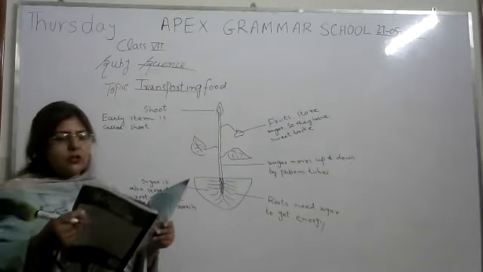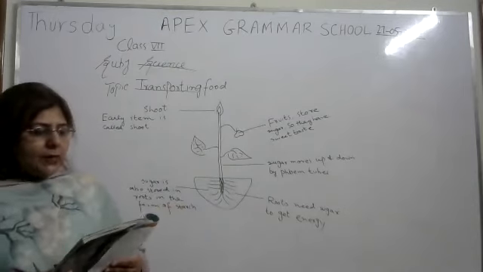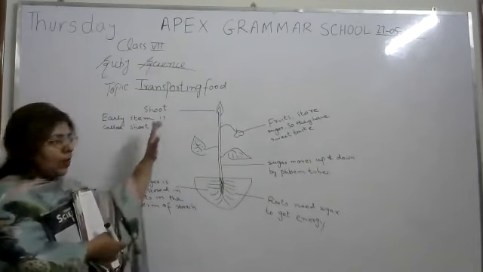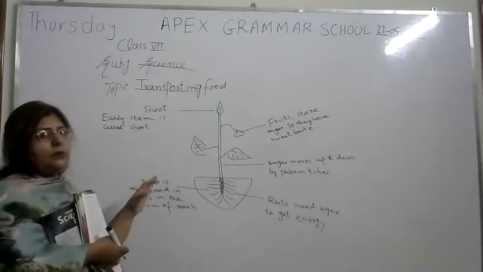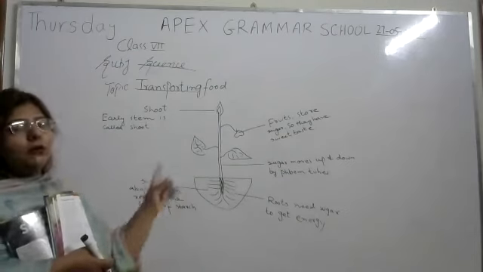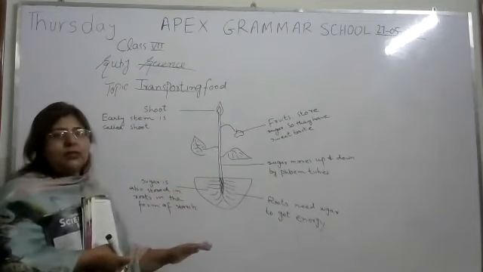Now in the next lecture, we will start from page number 21, that is how sugar goes up. Then I will draw the whole diagram and explain the procedure of how sugar is transported to each and every part of our plant. Okay. So I hope you understand today's lecture.